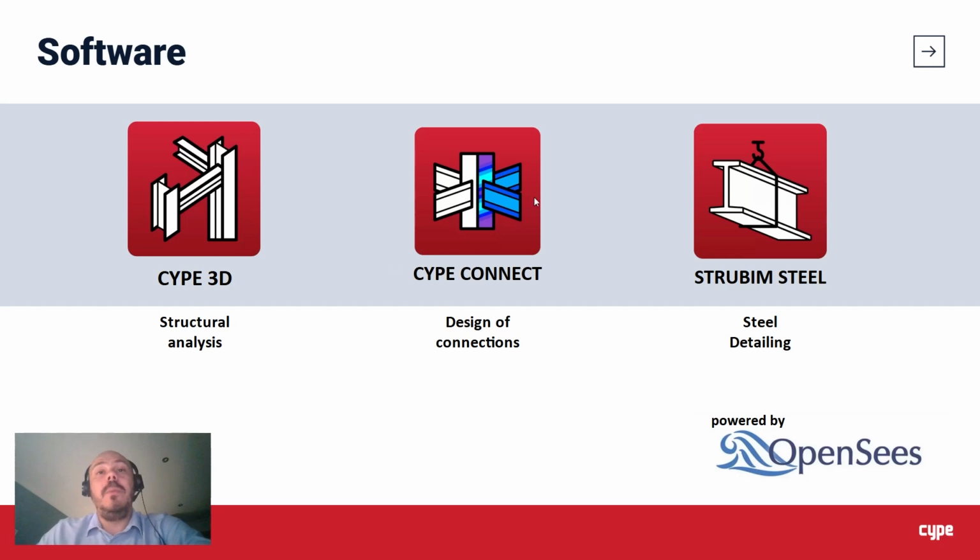A second software that we will be talking about today is called Cype Connect. Cype Connect is one of the brothers of Cype 3D. Actually, the name helps us understand the main purpose of the software. It's for the design of connections between elements that could be two or more steel elements, but also timber elements, or even the connection of these elements with concrete elements. For example, the anchor plates of a foundation. We can connect a steel column with a concrete element, and we can design these connections.